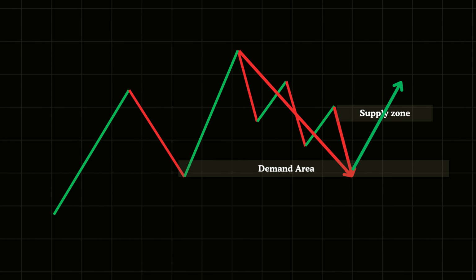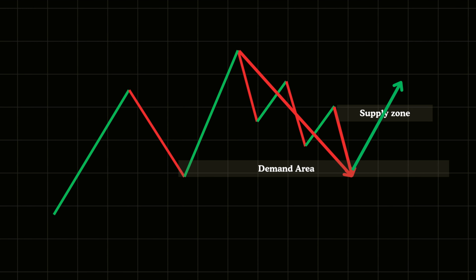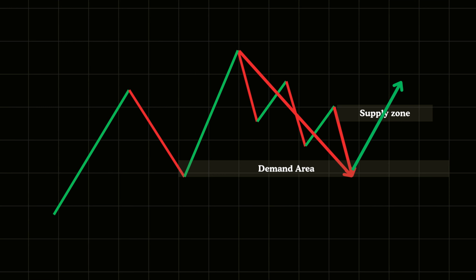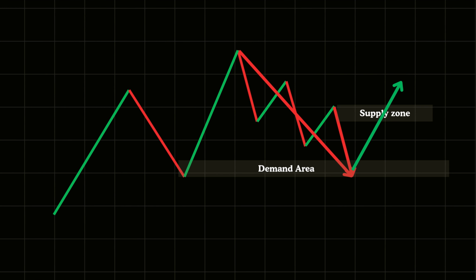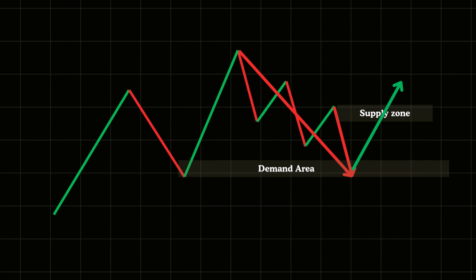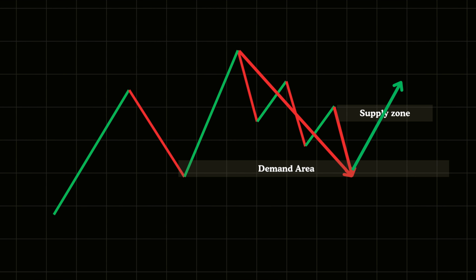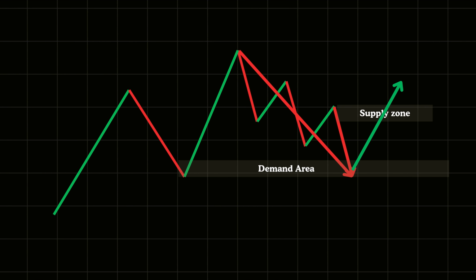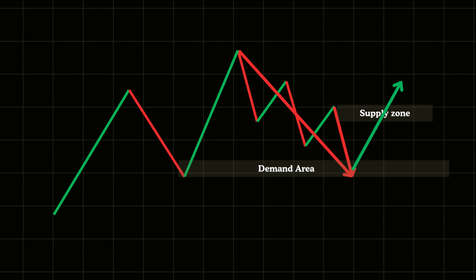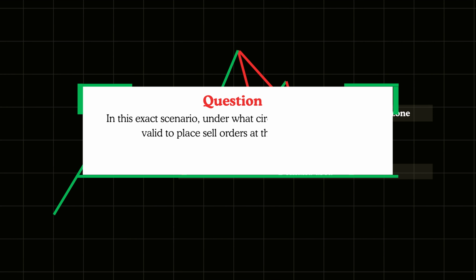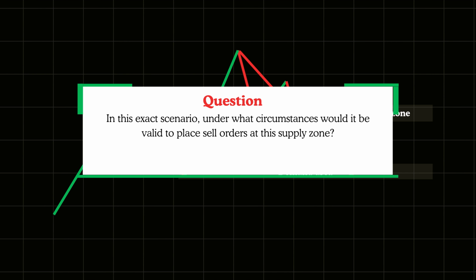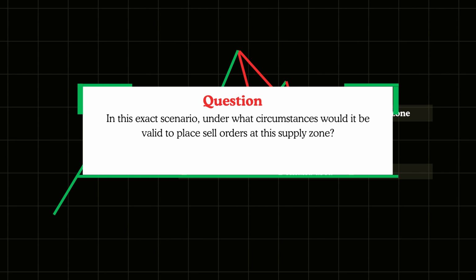As the price approaches the supply zone, there will be a battle between buyers and sellers. If buyers prevail and break through this area, we can confidently conclude that the short-term downtrend has ended, and the price may push higher. Now, with both the higher and lower time frames aligned, we can confidently proceed with our analysis in the analysis time frame. Now, that brings us to an important question. In this exact scenario, under what circumstances would it be valid to place sell orders at this supply zone?